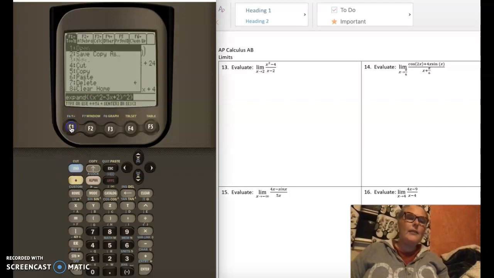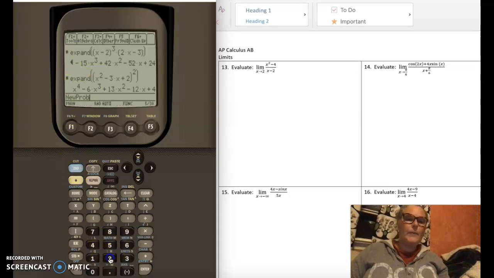So F6. Whoops, I didn't hit the right button, I don't think. F6. I'm going to start a new problem. New. Enter just to clear everything up. I also know that anything that were in the functions are also gone.